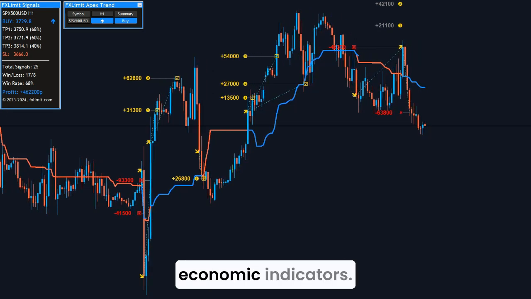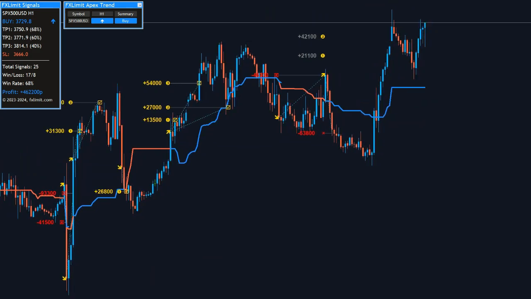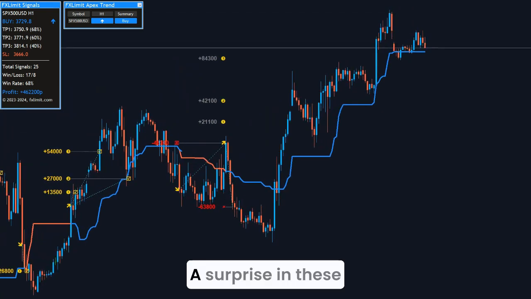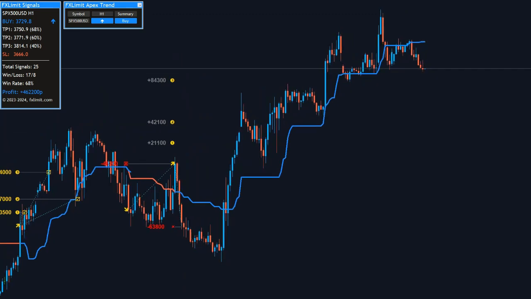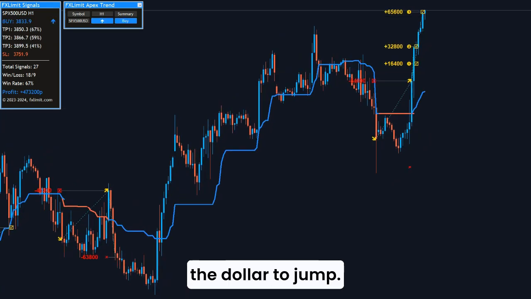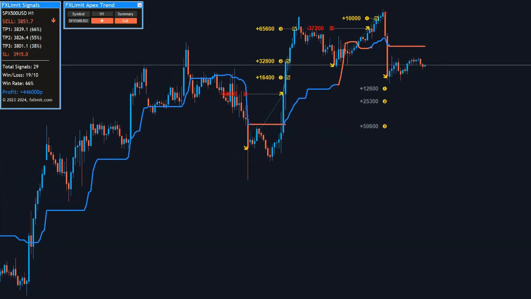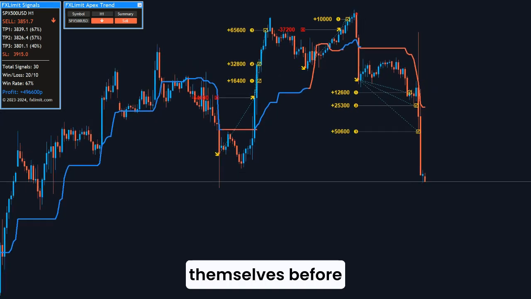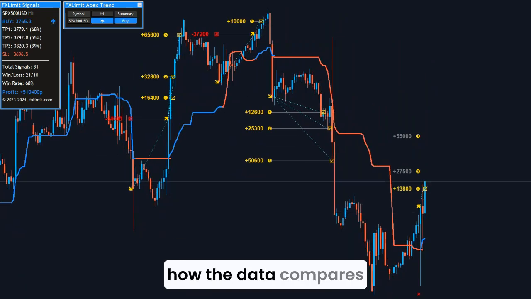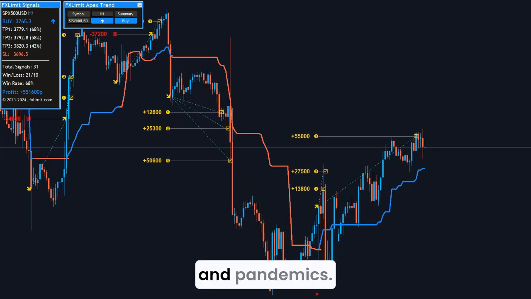Third, we have economic indicators. GDP reports, employment numbers, inflation rates. These monthly or quarterly data points are like report cards for an economy. A surprise in these figures can shock the market. For instance, better than expected job numbers in the US might cause the dollar to jump. But the key here isn't just the data, it's the expectation. Traders often position themselves before these releases, and the actual market reaction is based on how the data compares to forecasts.